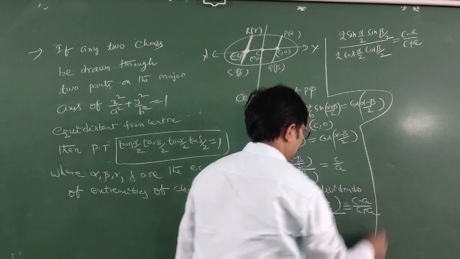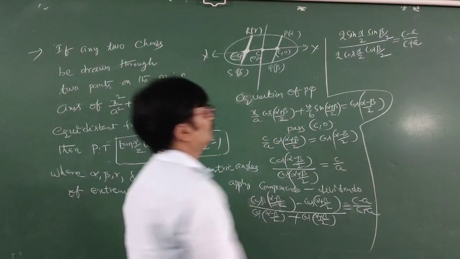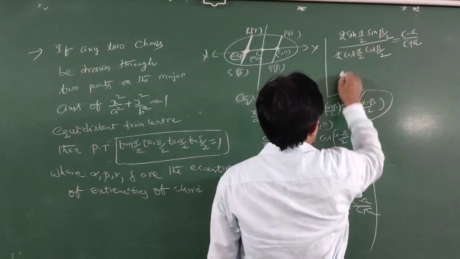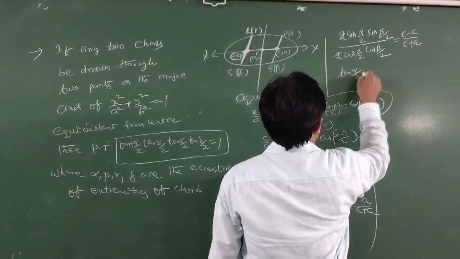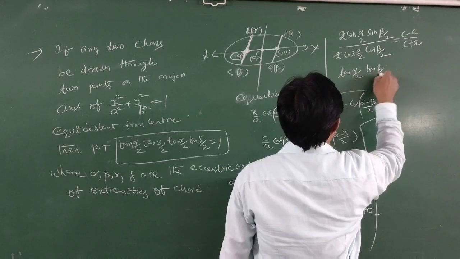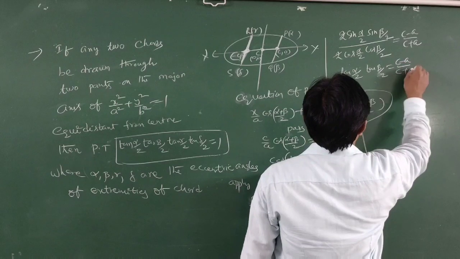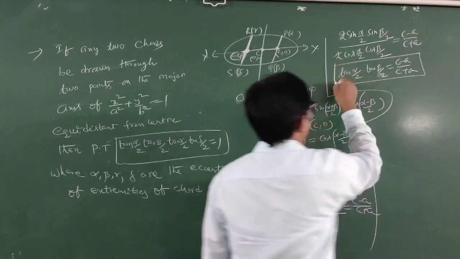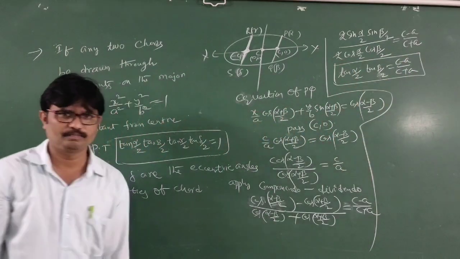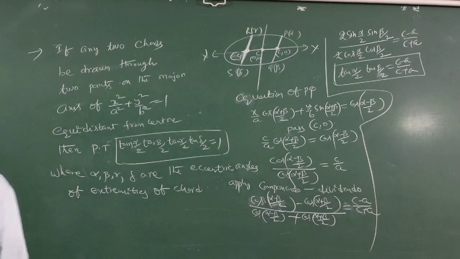Dear students, cancelling, sin by cos gives tan alpha by 2 into tan beta by 2, that is equal to (C minus A) by (C plus A). Okay students?